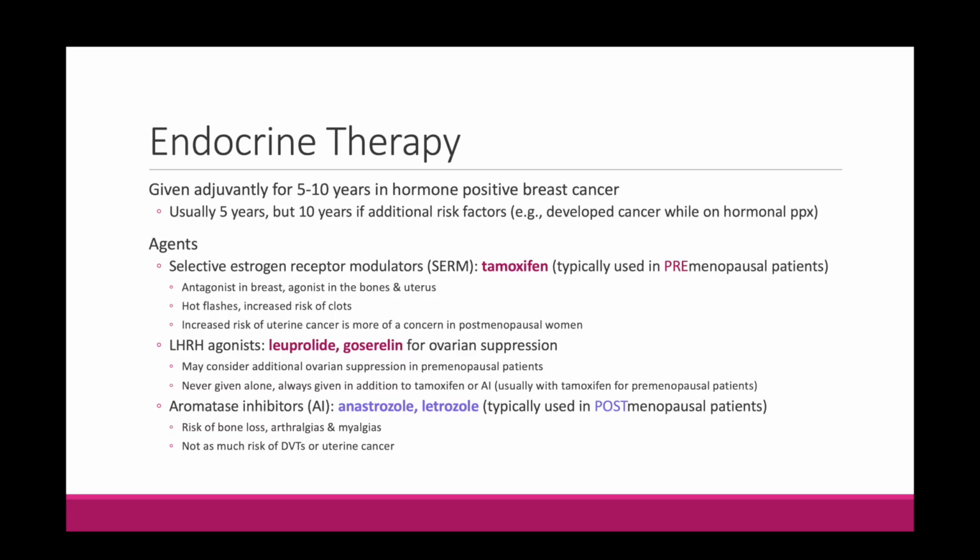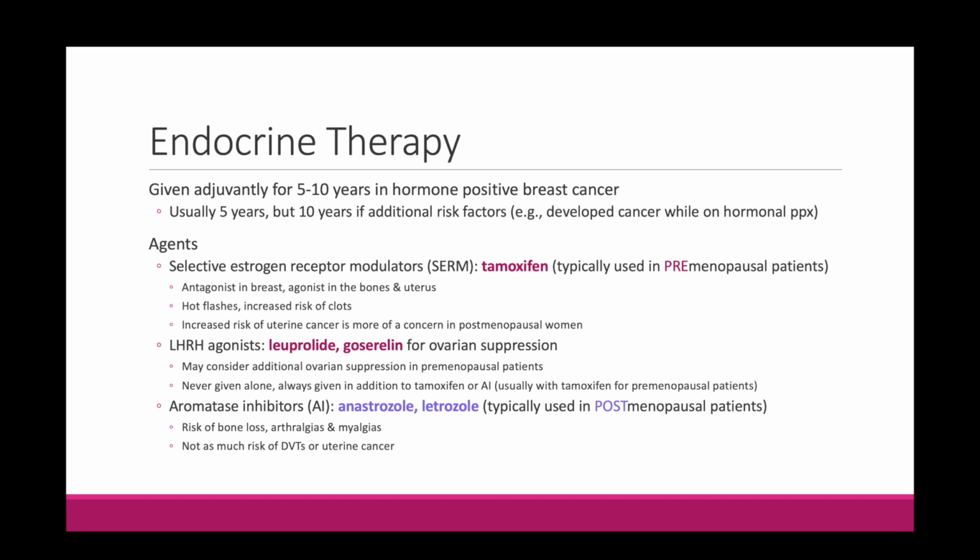Let's talk a little bit about the different kinds of endocrine therapy and what their mechanisms are. So most of the time, endocrine therapy is given in the adjuvant setting for 5 to 10 years for patients with hormone-positive breast cancer. The standard duration is usually 5 years, although they might consider 10 years if the patient has additional risk factors. For example, if they developed the cancer while on hormonal prophylaxis.